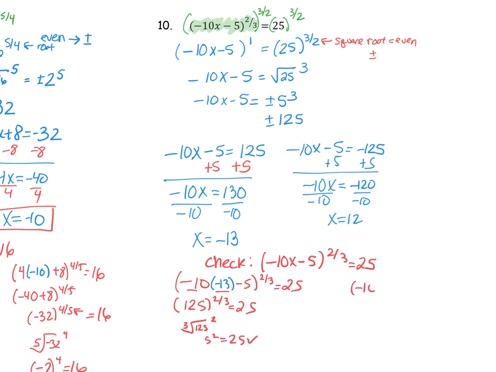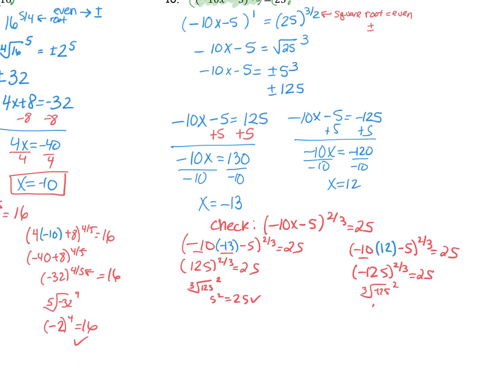I'm going to do the same thing but with the 12. Okay, so negative 10 times 12 is negative 120 minus 5 is negative 125. So again, negative 125 to the 2/3 power is the cubed root of negative 125 squared, which would be negative 5 squared, which would be 25. So both of these solutions work.